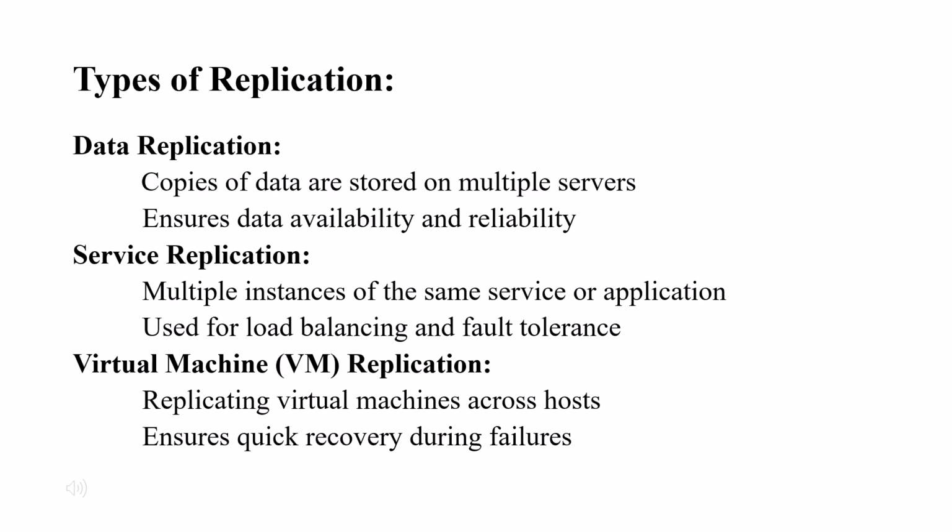Second, service replication. Service replication means running multiple instances of the same service or application. This is used for load balancing and fault tolerance. Load balancing: traffic is distributed across instances to improve performance. Fault tolerance: if one service instance fails, others continue to operate. This approach is widely used in web applications and microservices architectures.